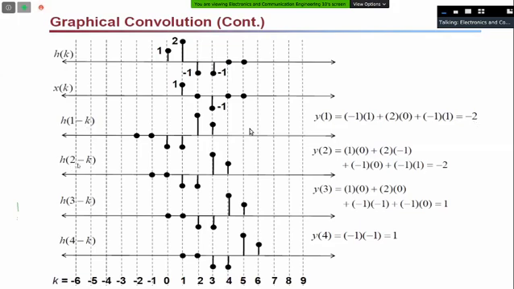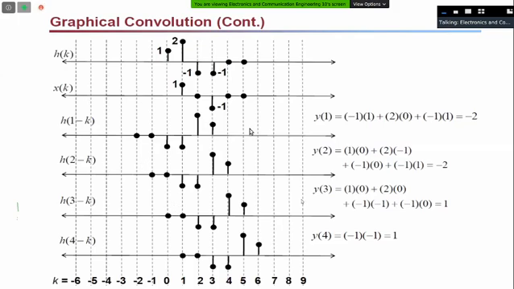And if you do for h of 2 minus k, you shift the flipped version of the hk sequence towards right by one more unit of time. So y2 you will get as -2, y3 you will get as 1, y4 you will get as 1. All the rest of the values of y, for various values of n, will be zeros. All right, this is the graphic explanation of convolution.